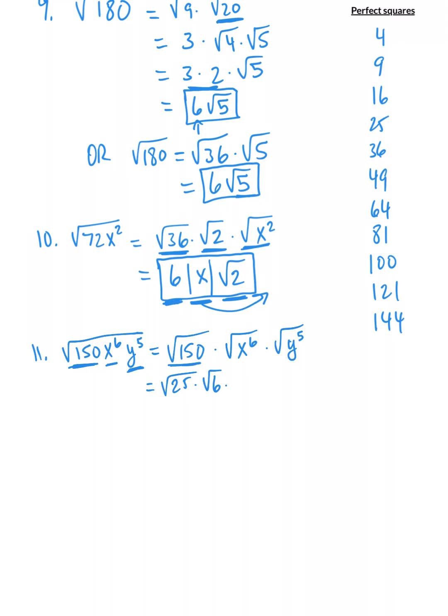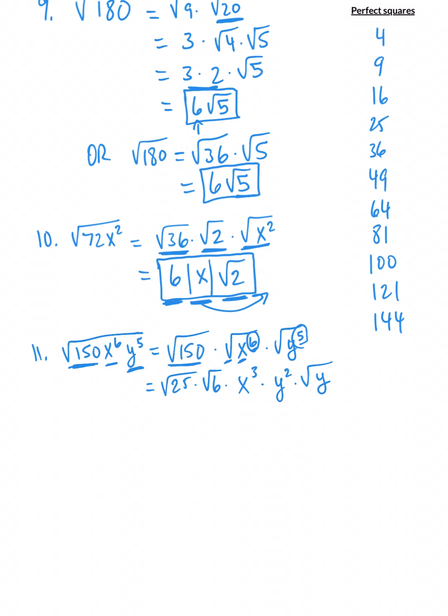Now remember our trick for taking the square root of x to any even number. You're just going to divide this number by 2 because you're looking for pairs. So this is going to simplify to x to the 3rd. Now this is an odd exponent here, y to the 5th. And so we know that we could take out 2 pairs. So we'll have y squared, but then 1 y will still be left under the square root.